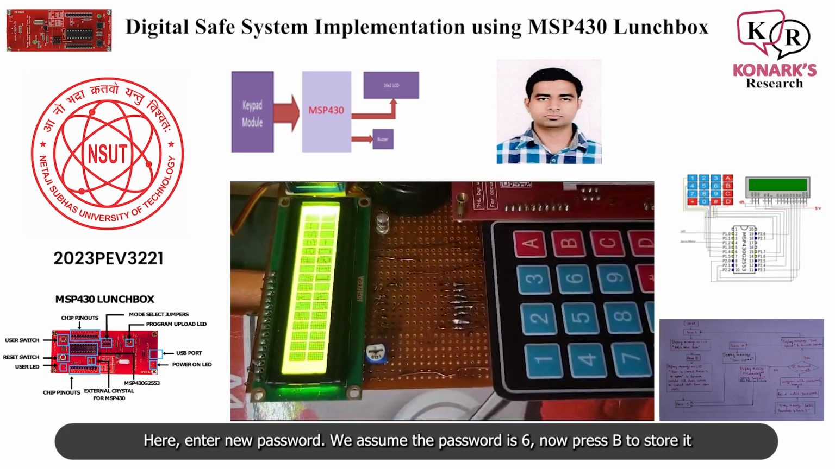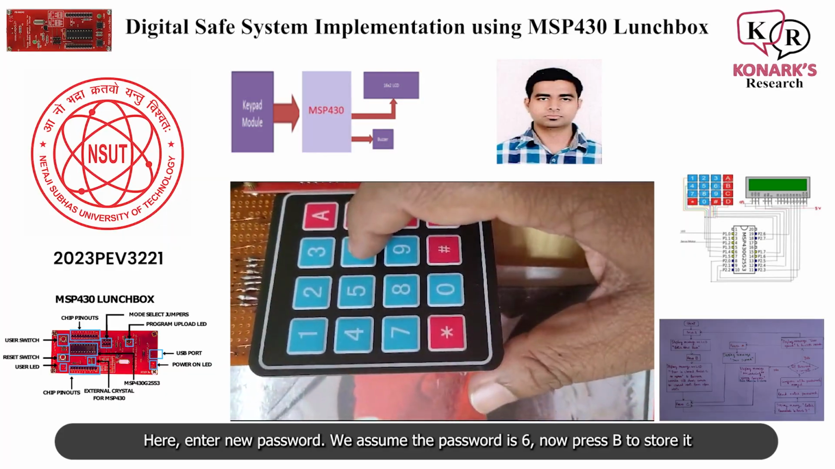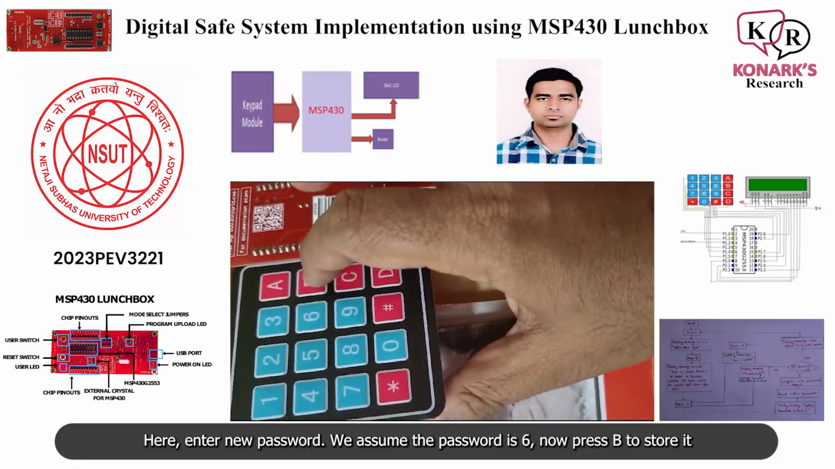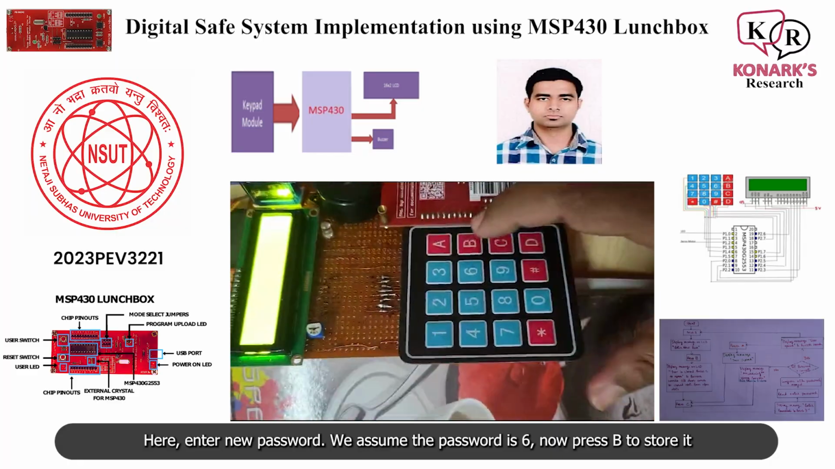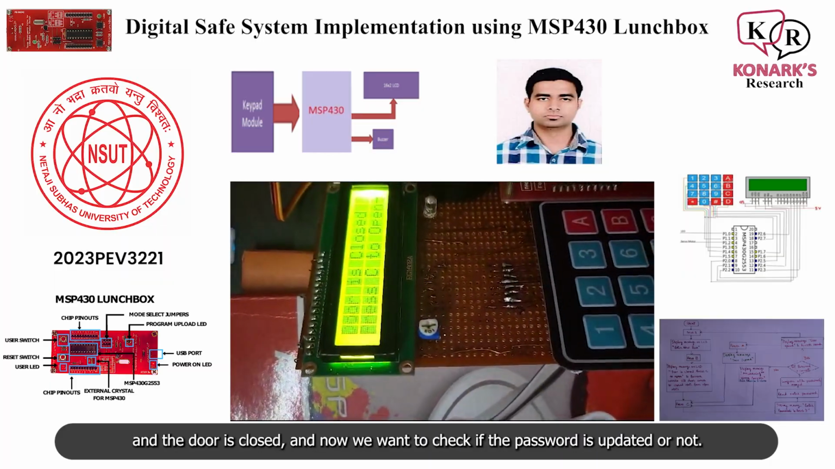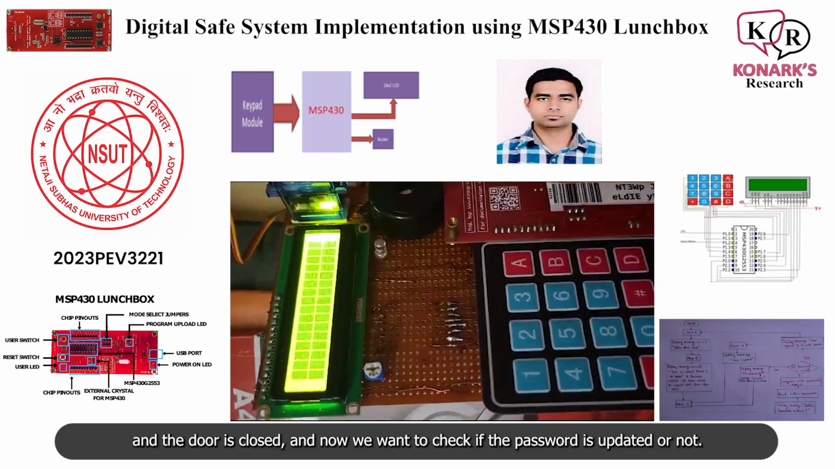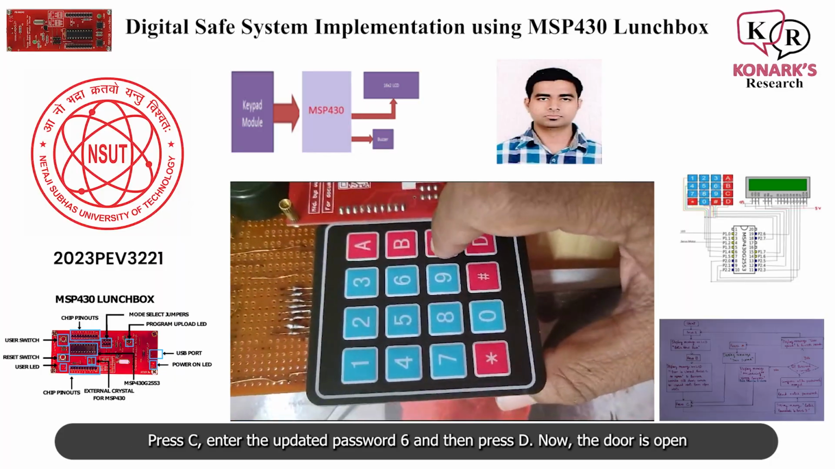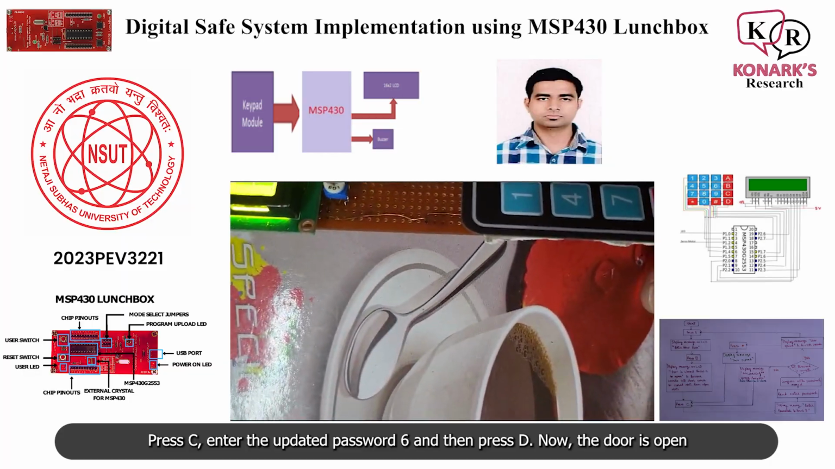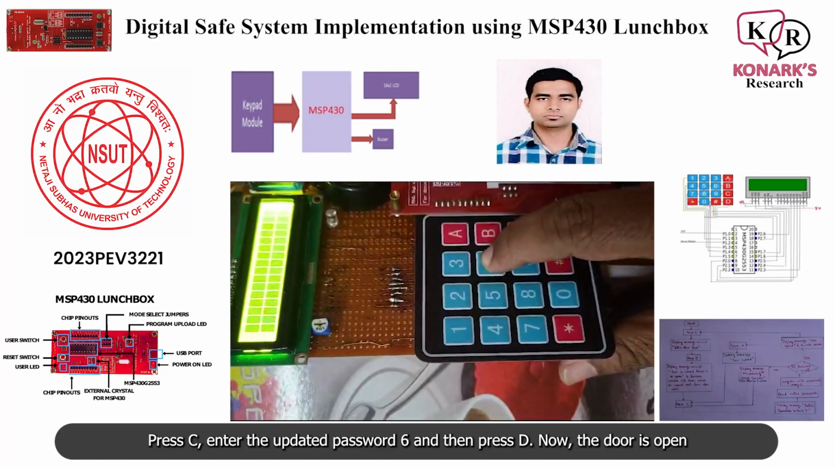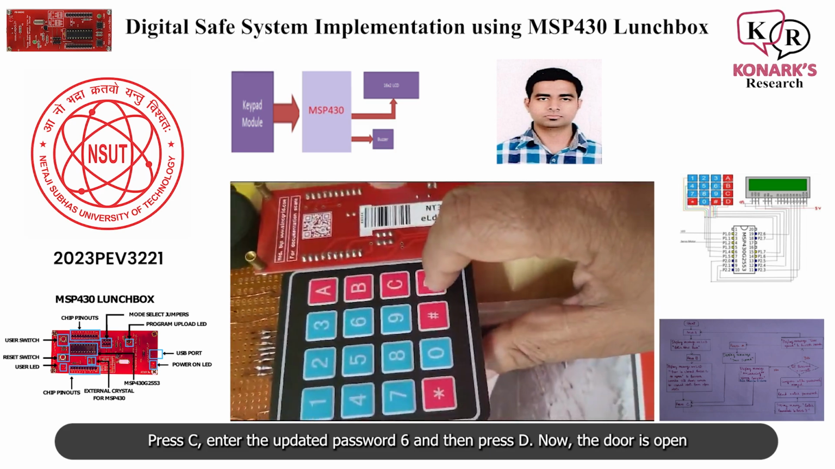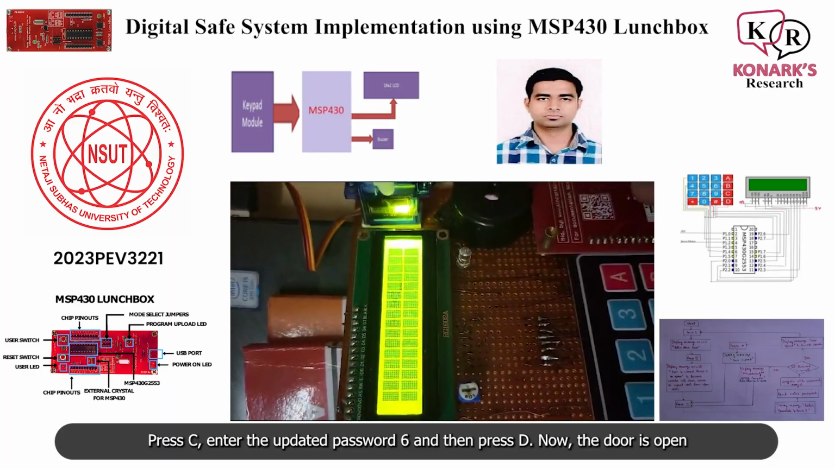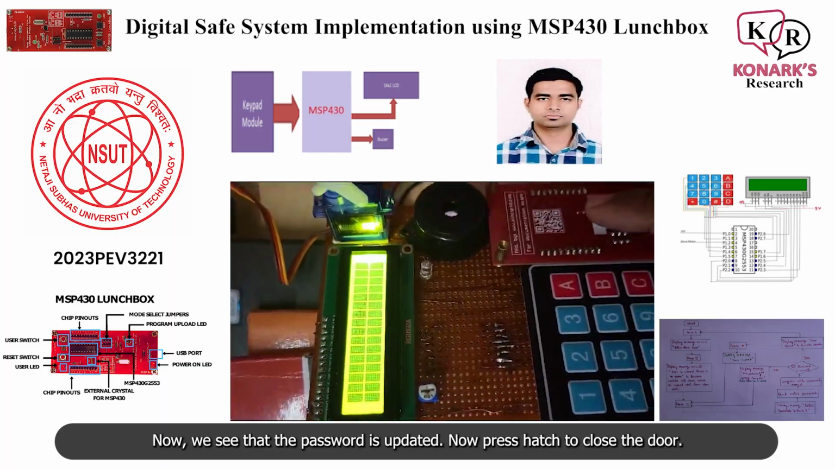Here enter new password. Now let us suppose the password is 6. Now press B to store it. Now the door is closed and now we want to check if the password is updated or not. Now press C. We enter the updated password 6 and then press D. Now the door is open. Now we see that the password is updated.